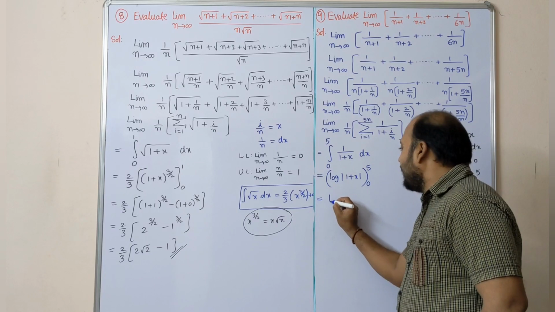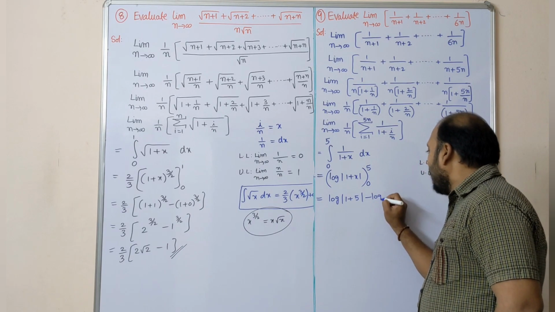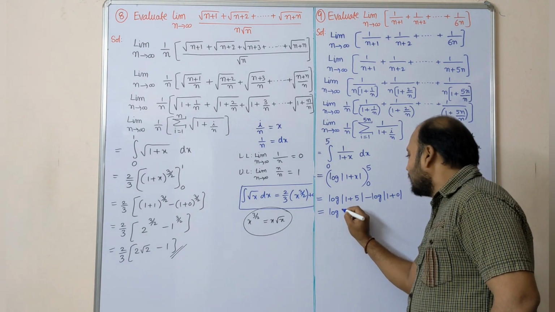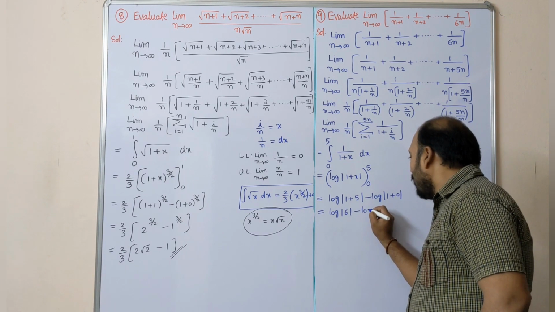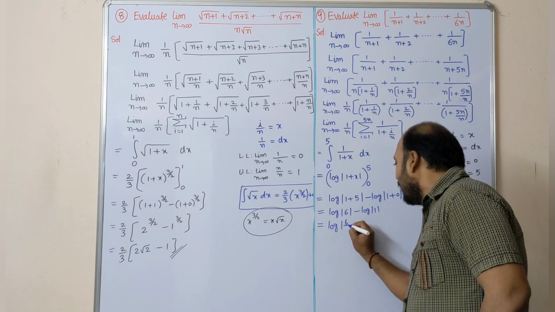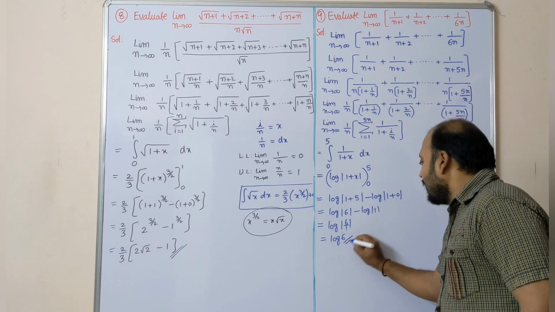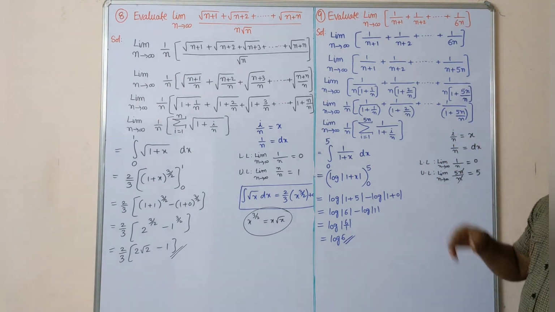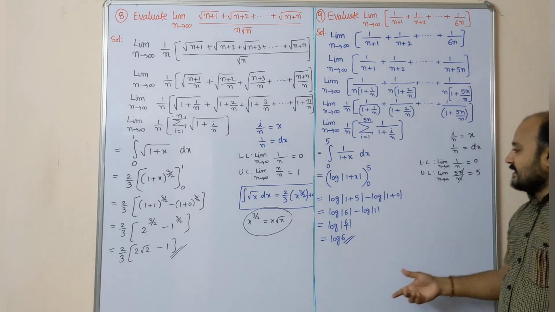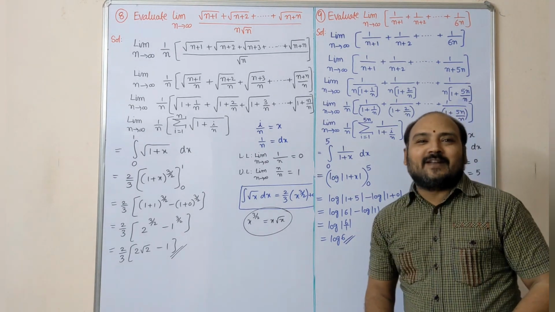So first, in place of x, upper limit log 1 plus 5 minus lower limit log 1 plus 0. So it is equal to log 6 minus log 1. log a minus log b is log a by b, log 6 by 1, that is equal to log 6. Therefore, limit n tends to infinity, 1 by n plus 1 plus 1 by n plus 2 and so on, 1 by 6n equals log 6, or log 6 to the base e. We will move on to the next question.